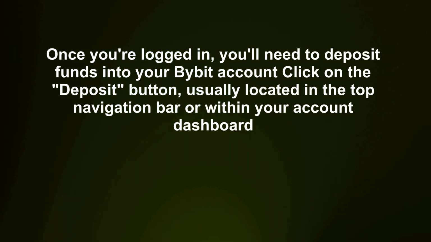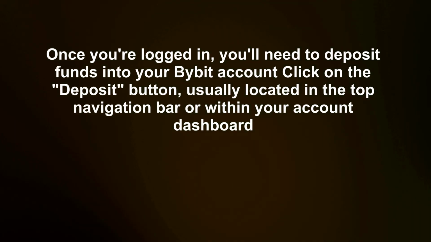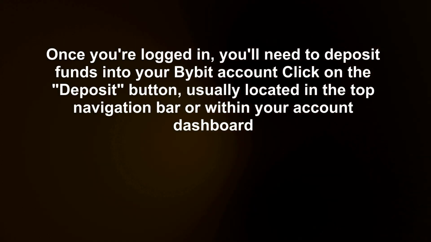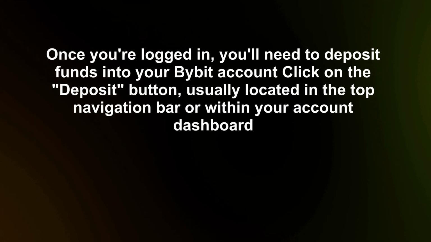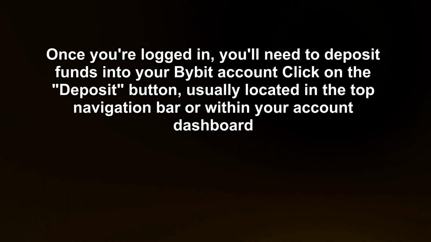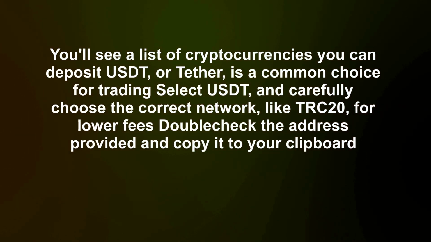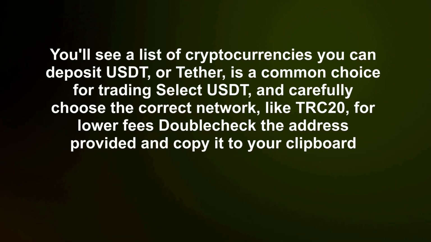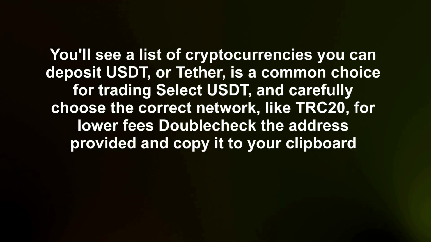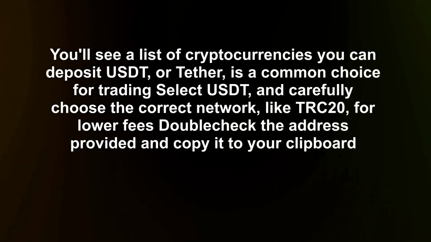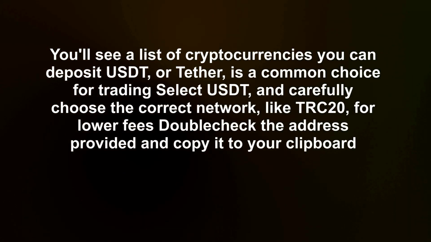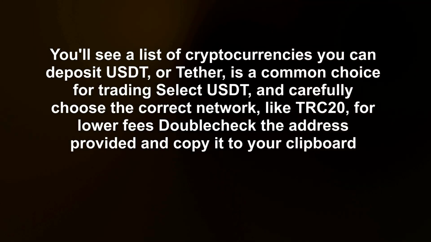Once you're logged in, you'll need to deposit funds into your Bybit account. Click on the deposit button, usually located in the top navigation bar or within your account dashboard. You'll see a list of cryptocurrencies you can deposit. USDT or Tether is a common choice for trading. Select USDT and carefully choose the correct network, like TRC20. For lower fees, double-check the address provided and copy it to your clipboard.